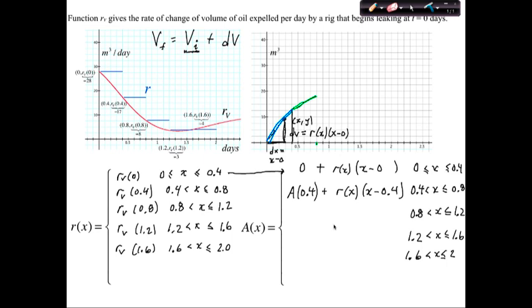Okay, so Melanie, what's the next line? A of 0.8 plus R of X times X minus 0.8. And Charlie, what's the next one? A of 1.2 plus R of X times X minus 1.2.